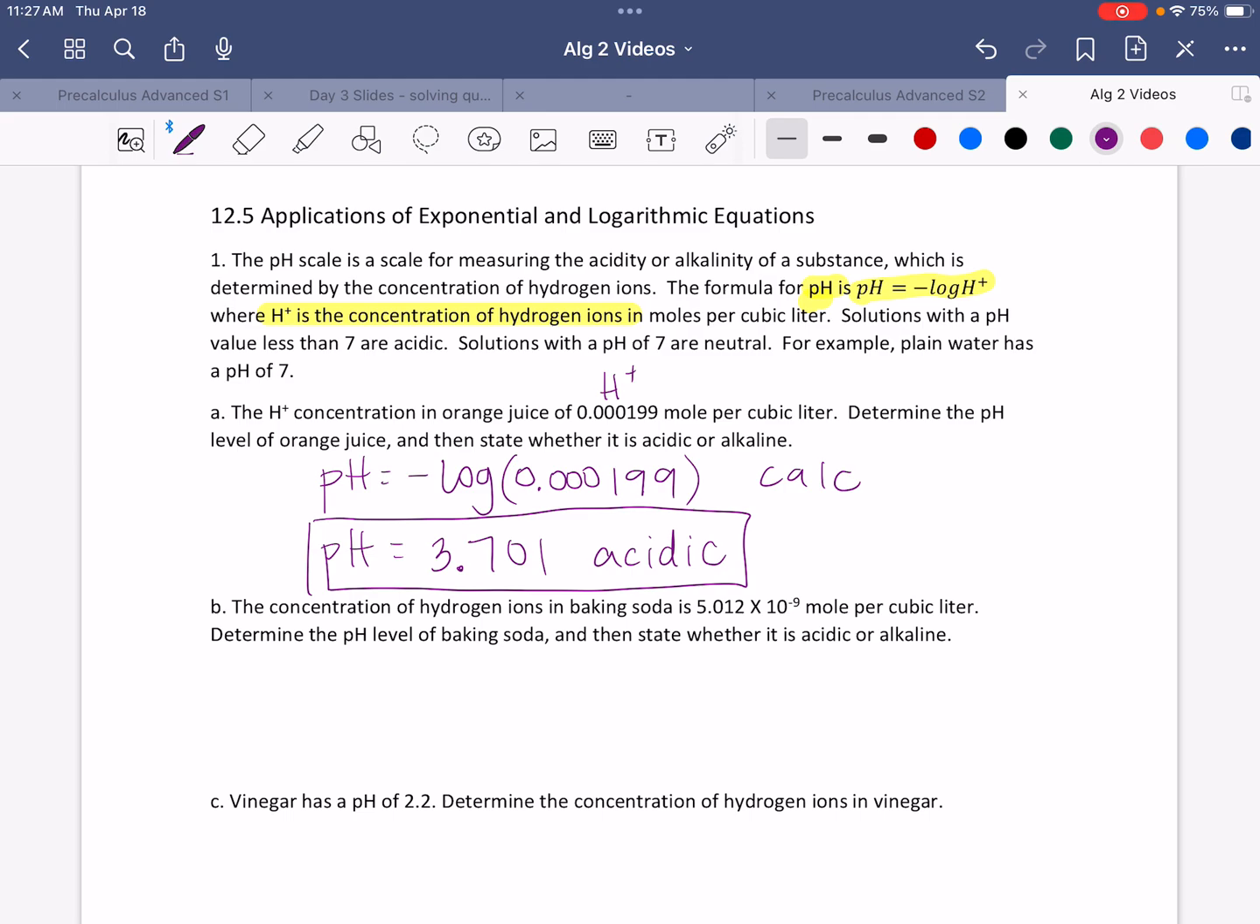The concentration of hydrogen ions in baking soda is 5.012 times 10 to the negative 9th moles per cubic liter. So remember, this is just a really tiny decimal. It means 10 to the negative 9th would move that decimal 9 places to the left. Determine the pH level of baking soda and then state whether it's acidic or alkaline. Okay, this sounds very similar to what we just did. It's going to be more of a calculator question than anything else.